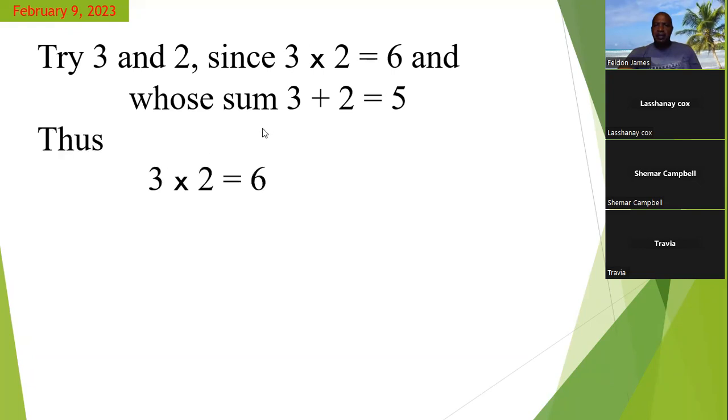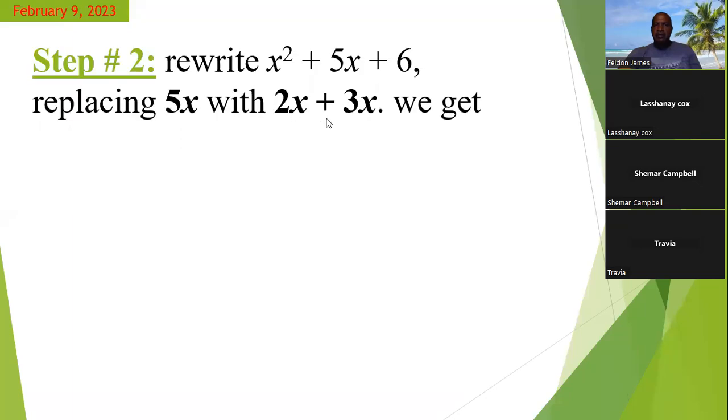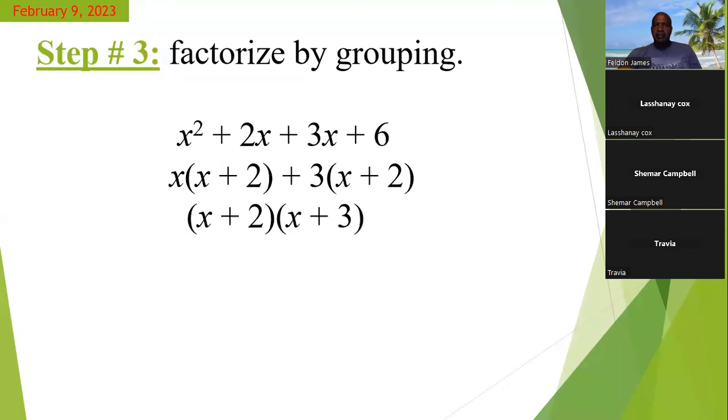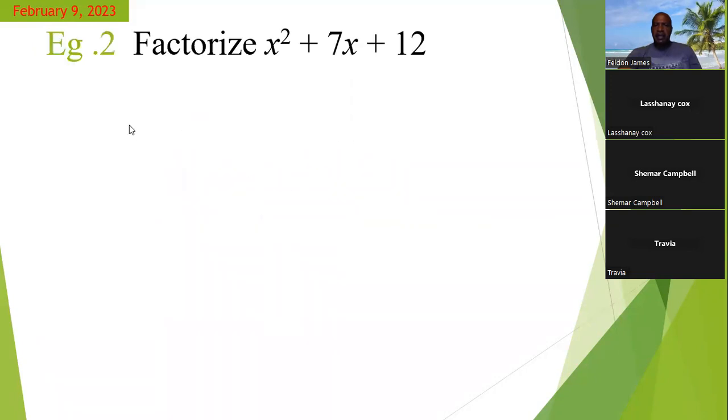And so we now replace the middle term with this sum of 2x plus 3x. And then now we have a 4-term expression. Now we can factorize by grouping. We pick out the common factor of each pair. Then we pick out the bracketed expressions as the common factor. Then we group what remains outside in the second bracket. All right. Everybody see the process?